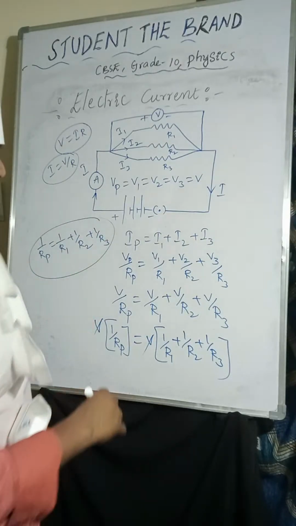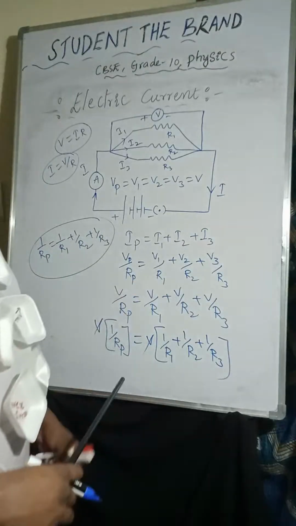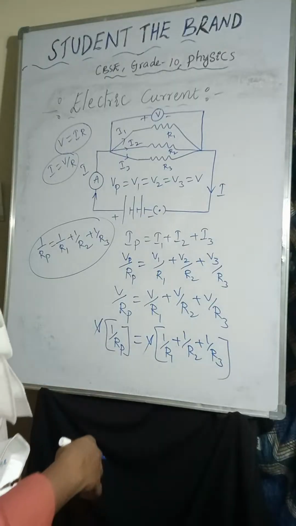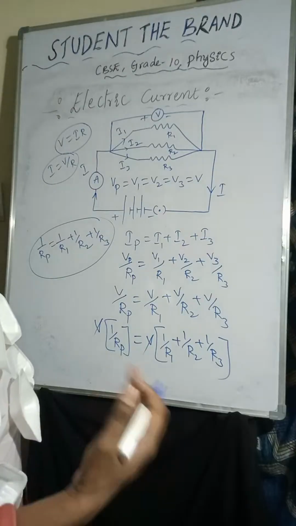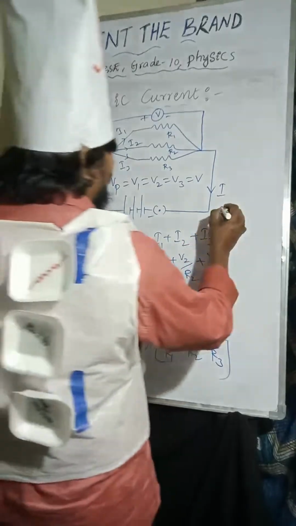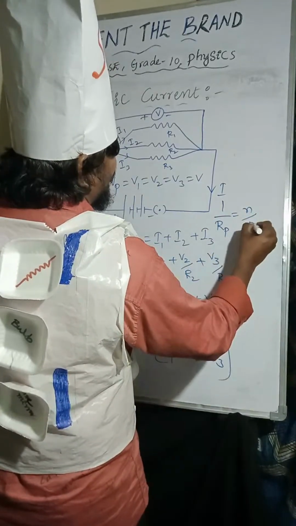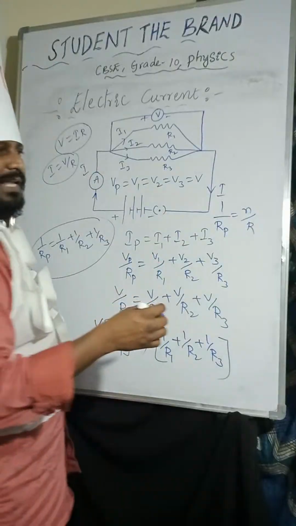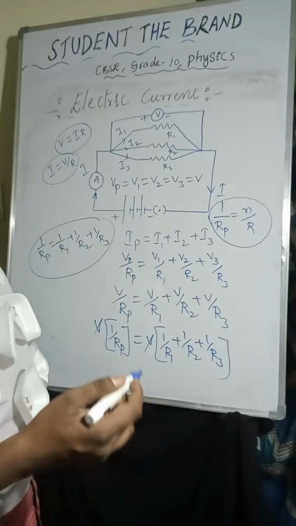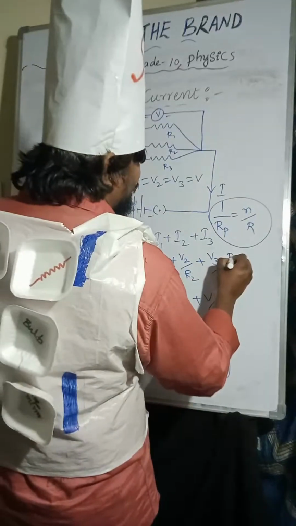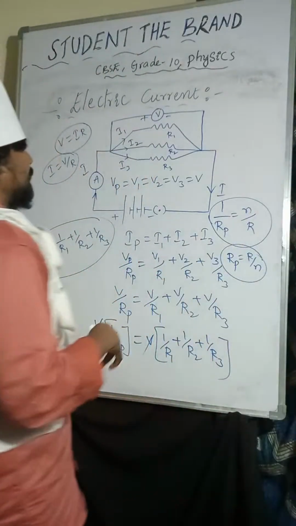Okay, so we can see 1 by Rp equal to 1 by R1 plus 1 by R2 plus 1 by R3, right? If n number of resistors are connected in parallel combination, 1 by Rp equal to n by R. So if we want the Rp value, simply we can take Rp equal to R by n. Okay, so I hope it is very clear.